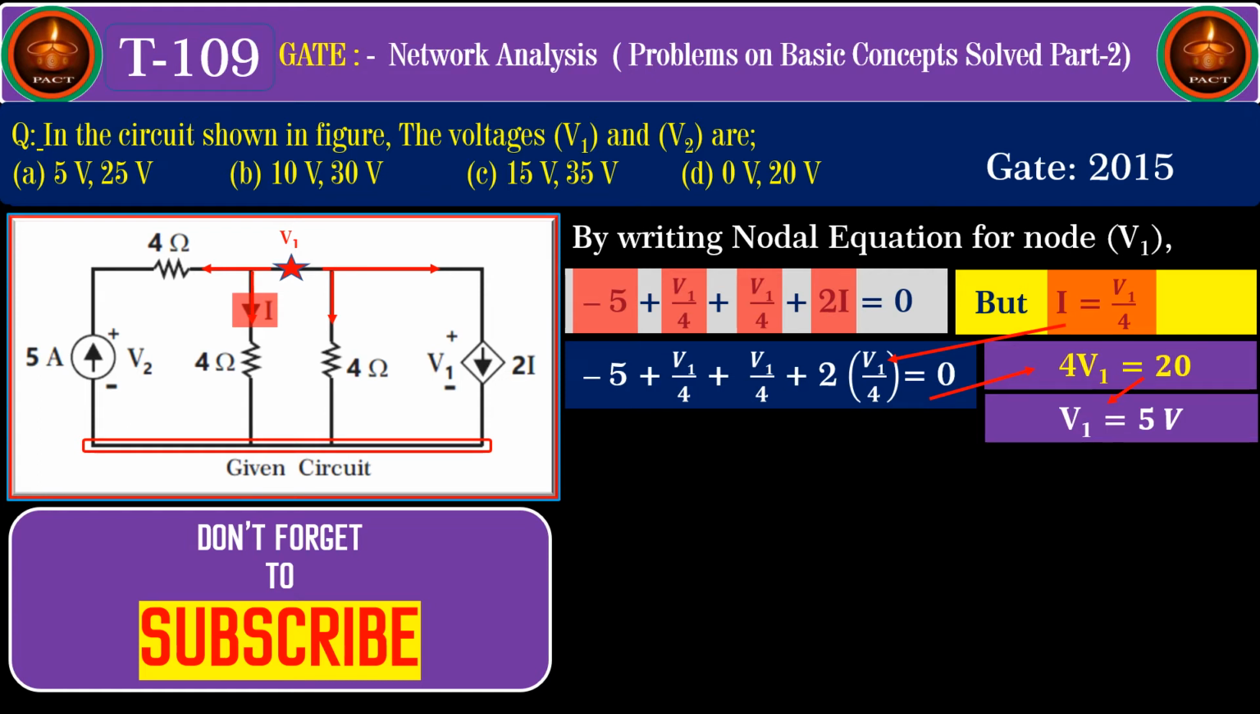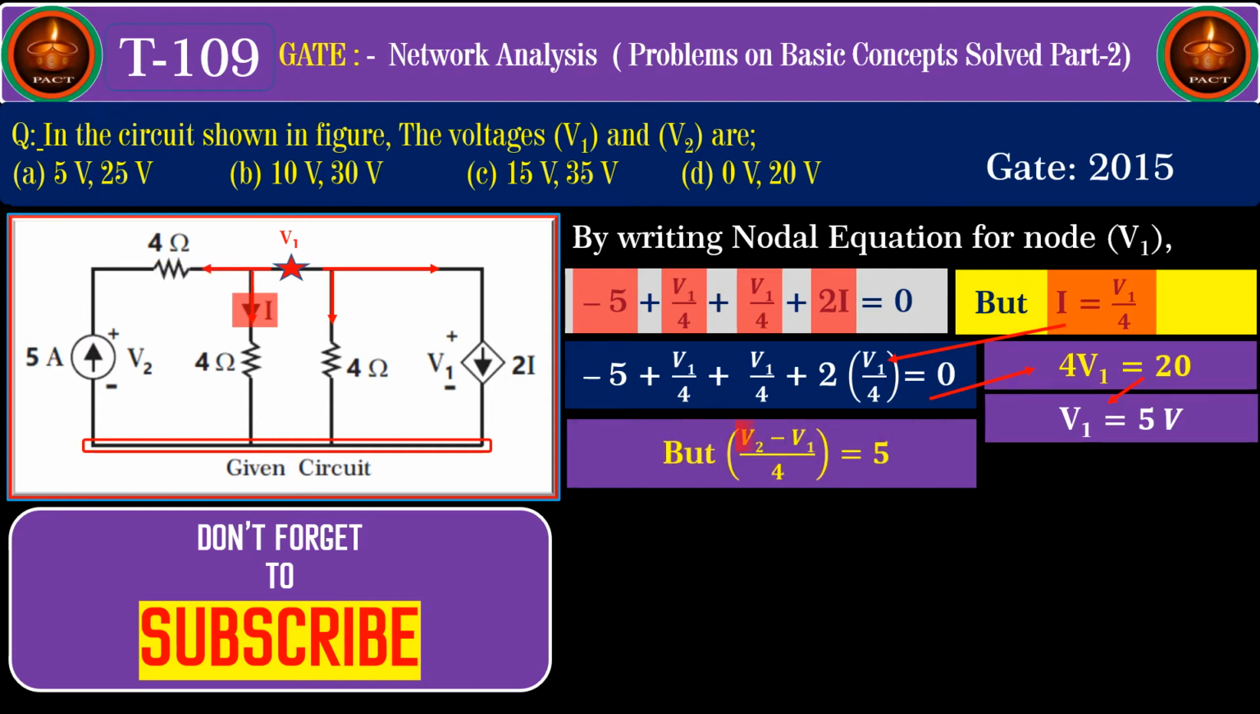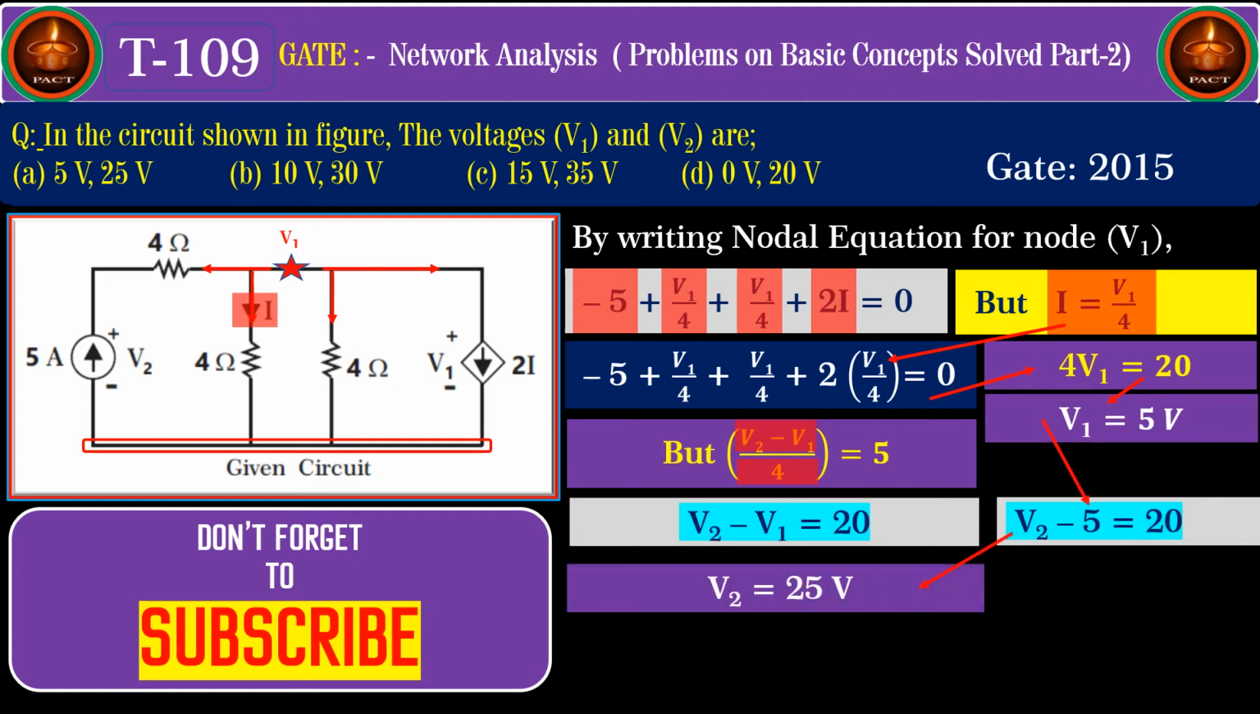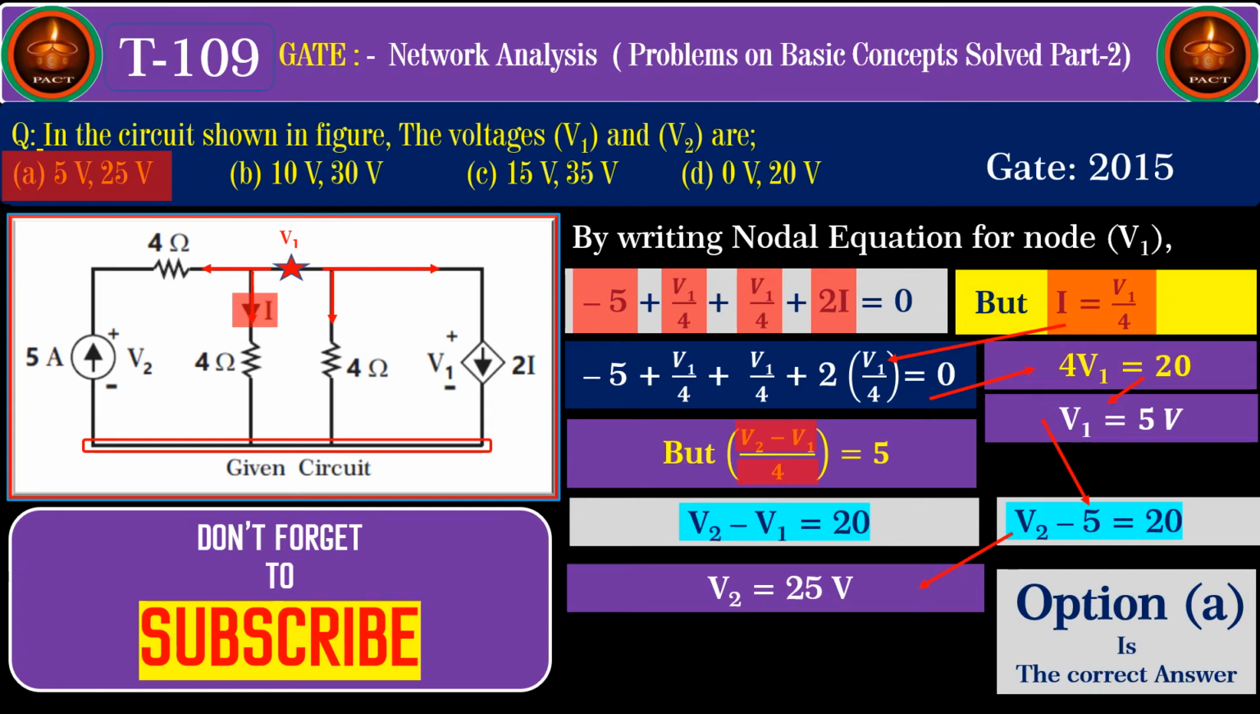Now, to find V2, let us write the equation for the current in this branch. We know phi2 minus phi1 divided by 4 is equal to 5. From this equation we get phi2 minus phi1 is equal to 20, and by substituting V1 is equal to 5 volts and solving, we get V2 is equal to 25 volts. So you see that V1 is equal to 5 volts and V2 is equal to 25 volts, and hence option A is the correct answer. Very simple, isn't it?